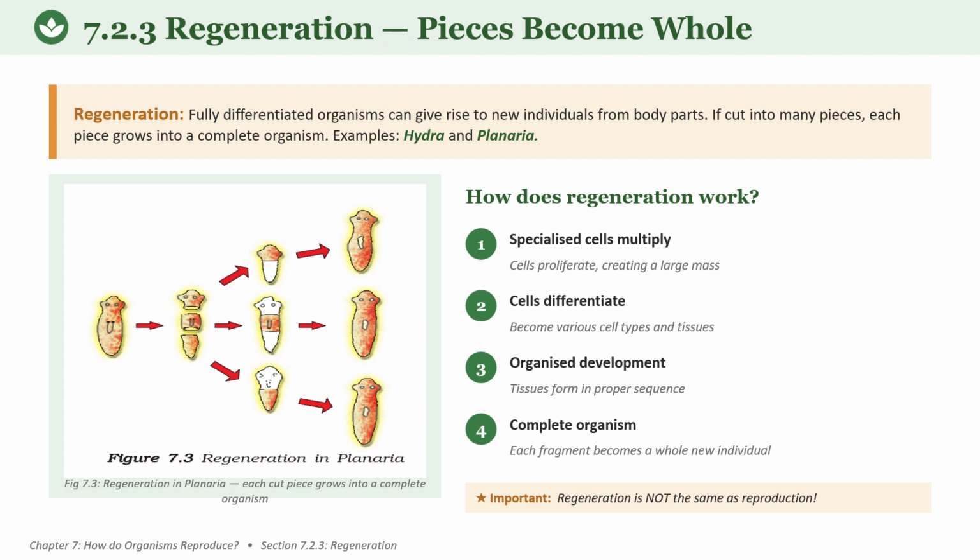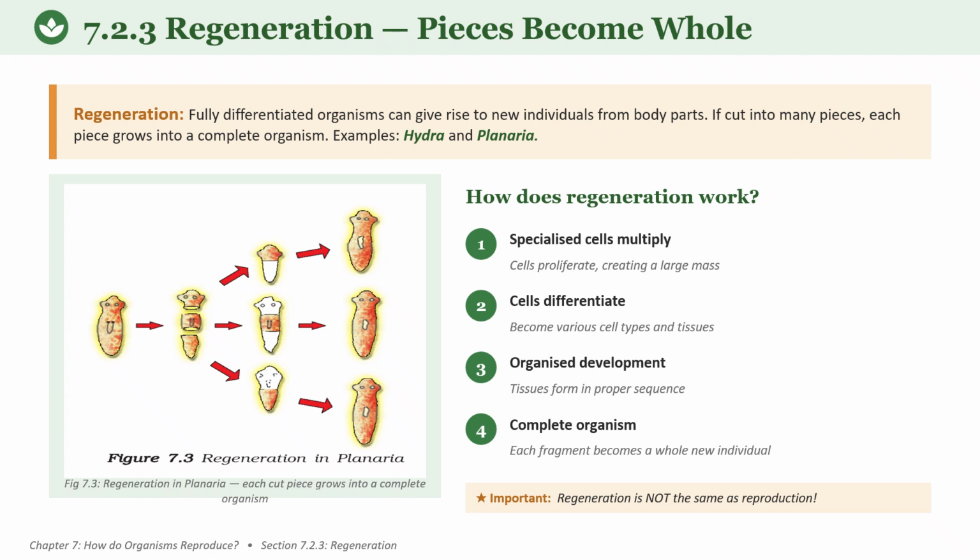For example, I have given planaria here. When planaria is cut into several pieces, you can see the cuts here in the planaria. What happens here? Each piece regenerates, and every piece develops into a complete planaria. You can see one organism has been cut into three and each piece is developing into an individual organism. So this shows a very remarkable regenerative ability.